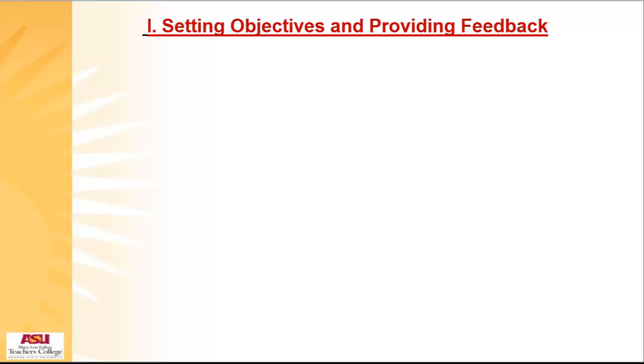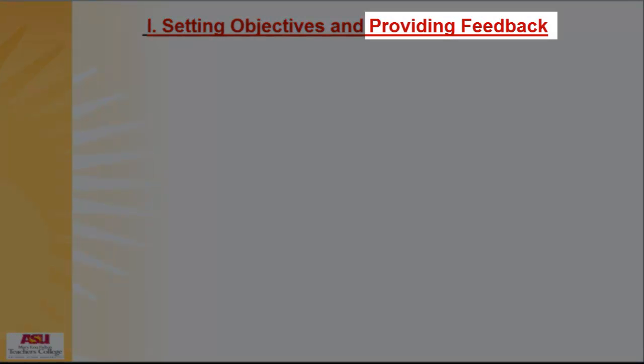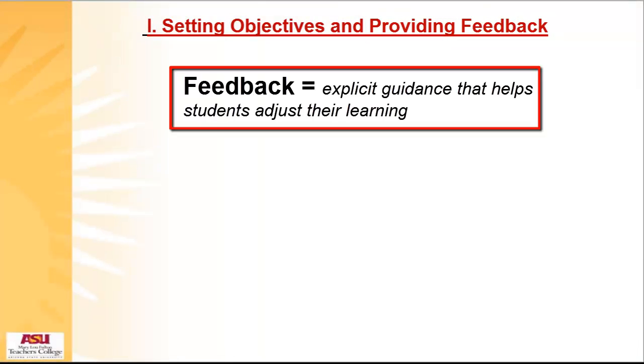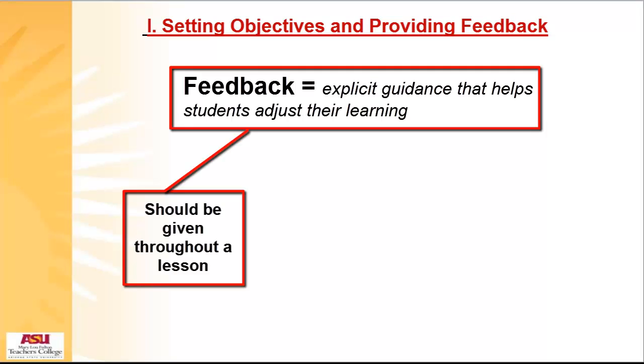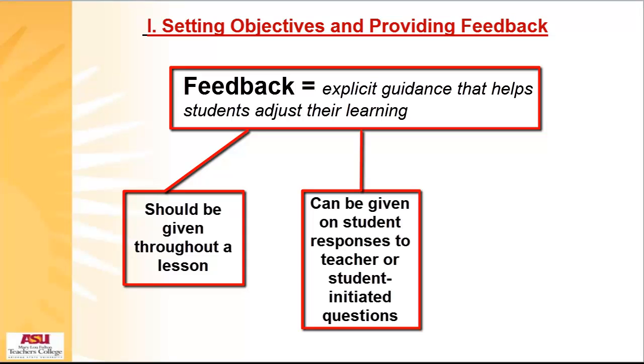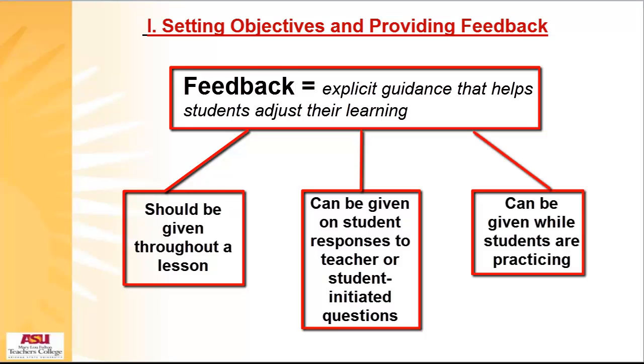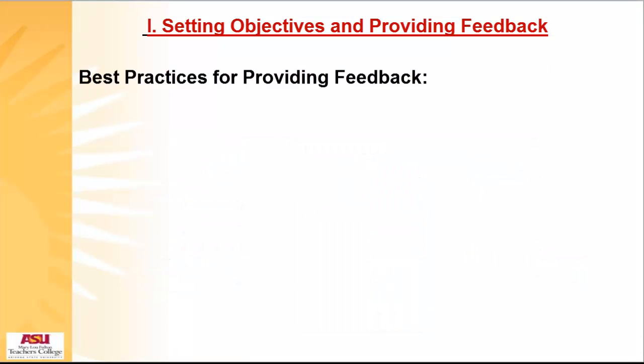The second part of the setting objectives and providing feedback strategy is providing feedback. Feedback is explicit guidance that helps students adjust their learning. Feedback can and should be given throughout a lesson. For example, feedback can be given on student responses to teacher or student-initiated questions, or while students are practicing. When giving feedback to students, it is important to remember some important criteria.